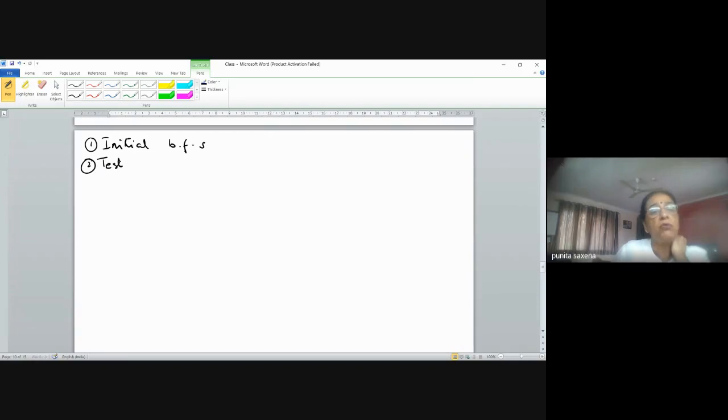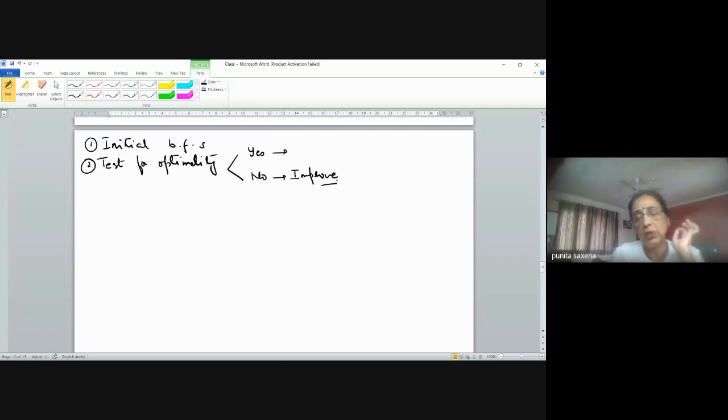So now what we are going to do is test for optimality. That means whether the solution that we have obtained is the optimal solution or not. This may end up in two answers, either yes or no, right? If it is optimal, we terminate. But if it is not optimal, then we improve the solution. So basically this is the step we are now going to learn, right?